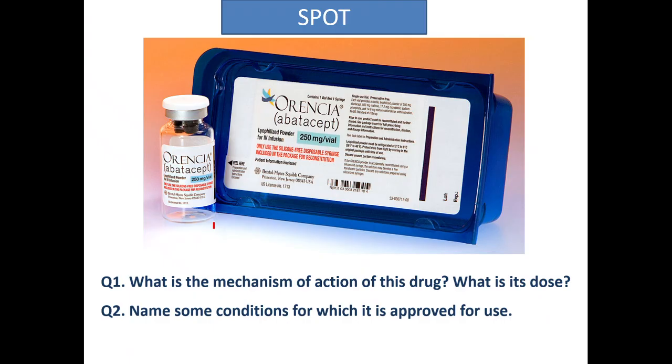Aliskiren. What is the mechanism of this drug? Abatacept. Name some condition for which it is approved for use. A rare drug, probably to select a very good performing student from the average one. So these kind of googly question might also come. Abatacept, and name one condition for which it is approved for use.